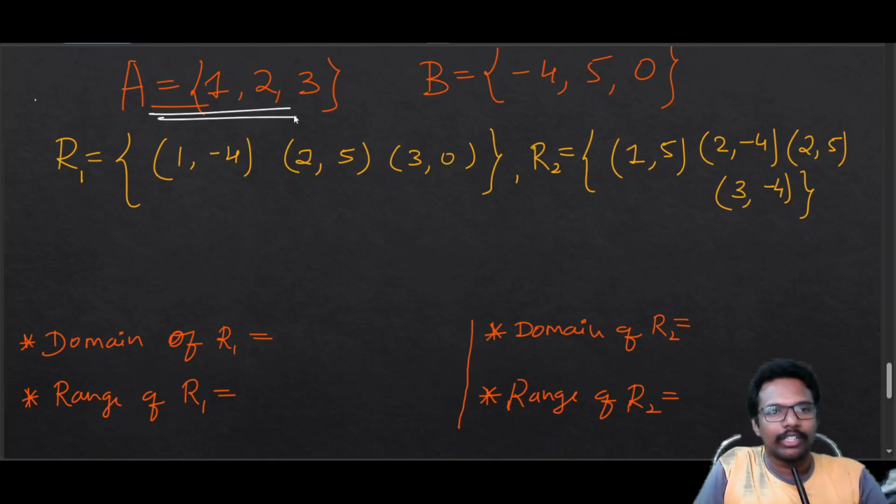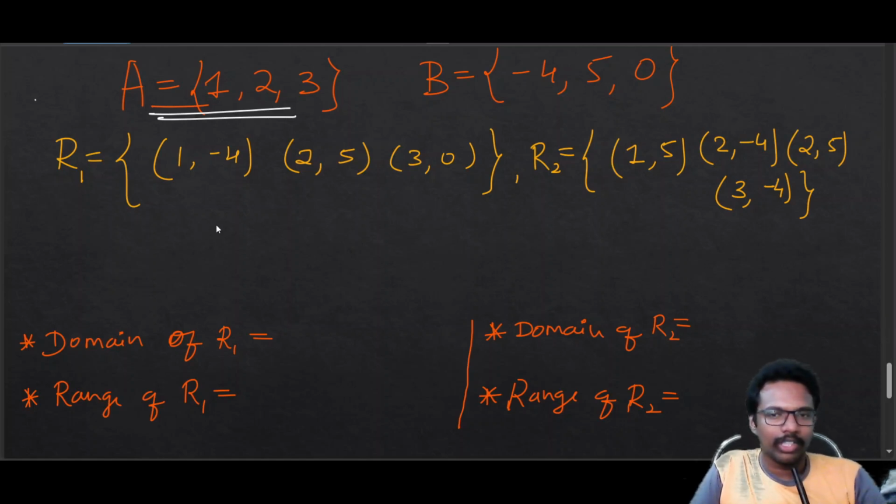In this particular example, I considered set A as 1, 2, 3 and set B as minus 4, 5, 0. Any elements you can consider, but there should be some elements, that means A and B should be non-empty. So I have considered 3 elements in A and 3 elements in B. I have created two relations here, R1 and R2.